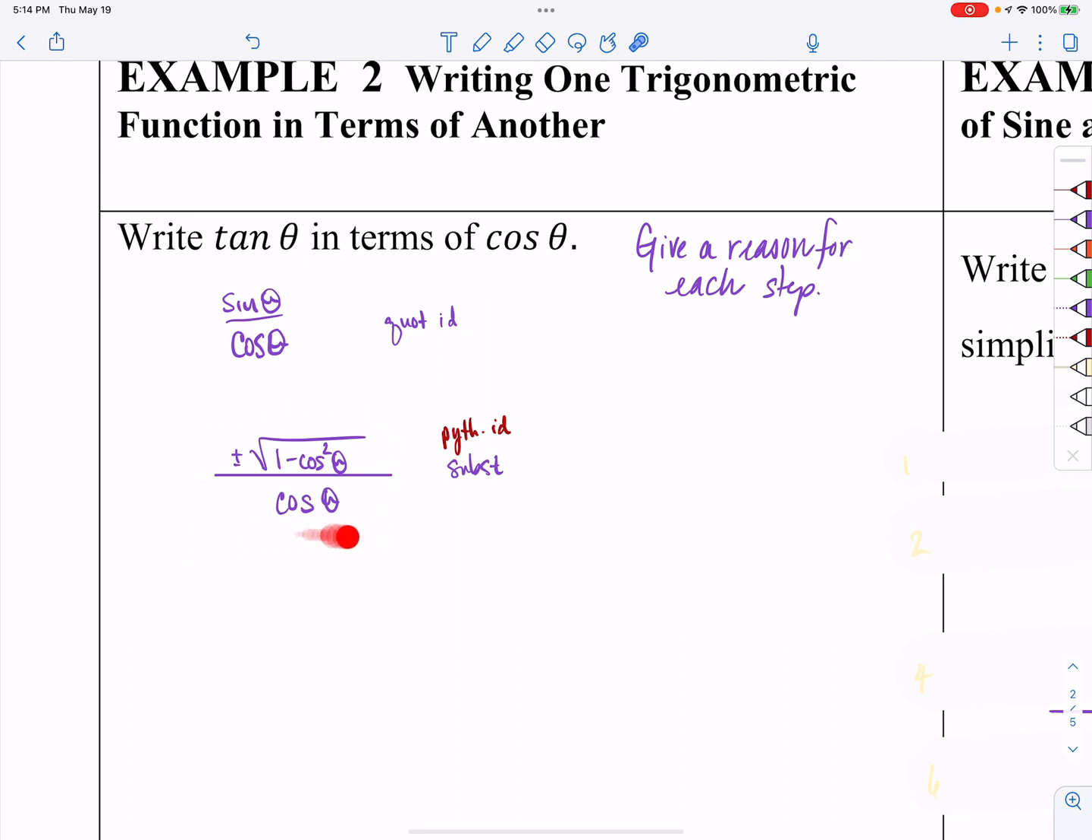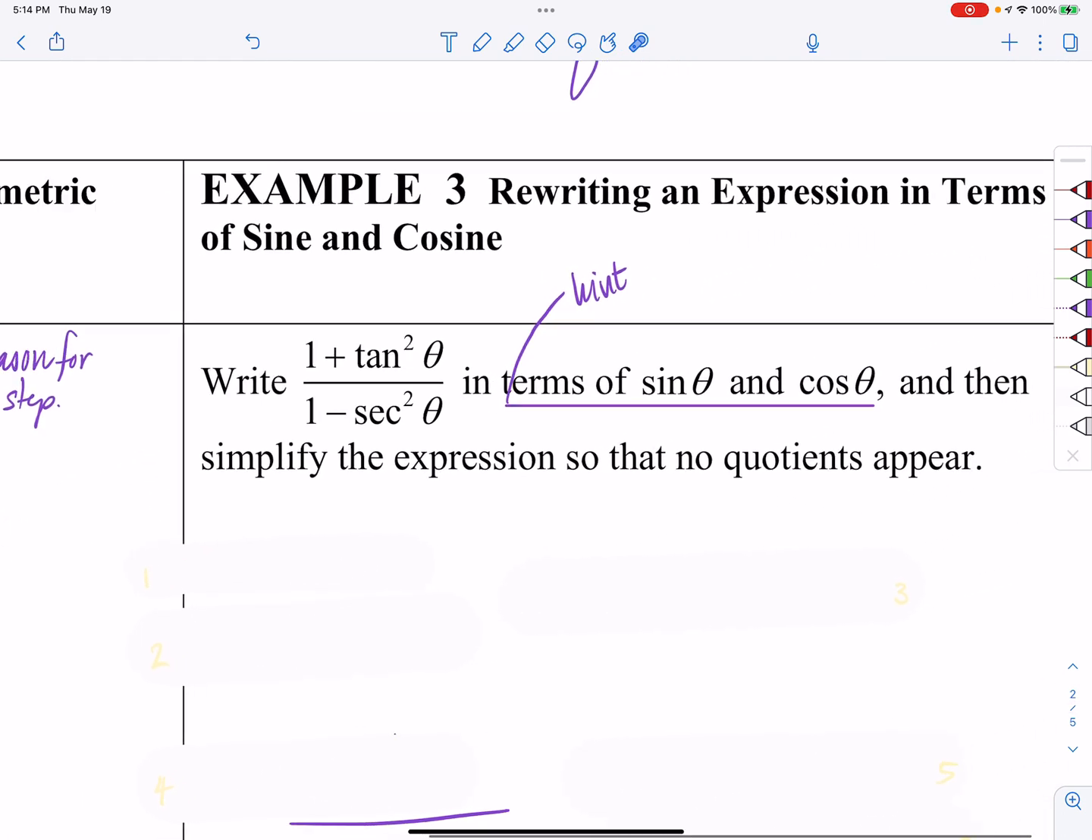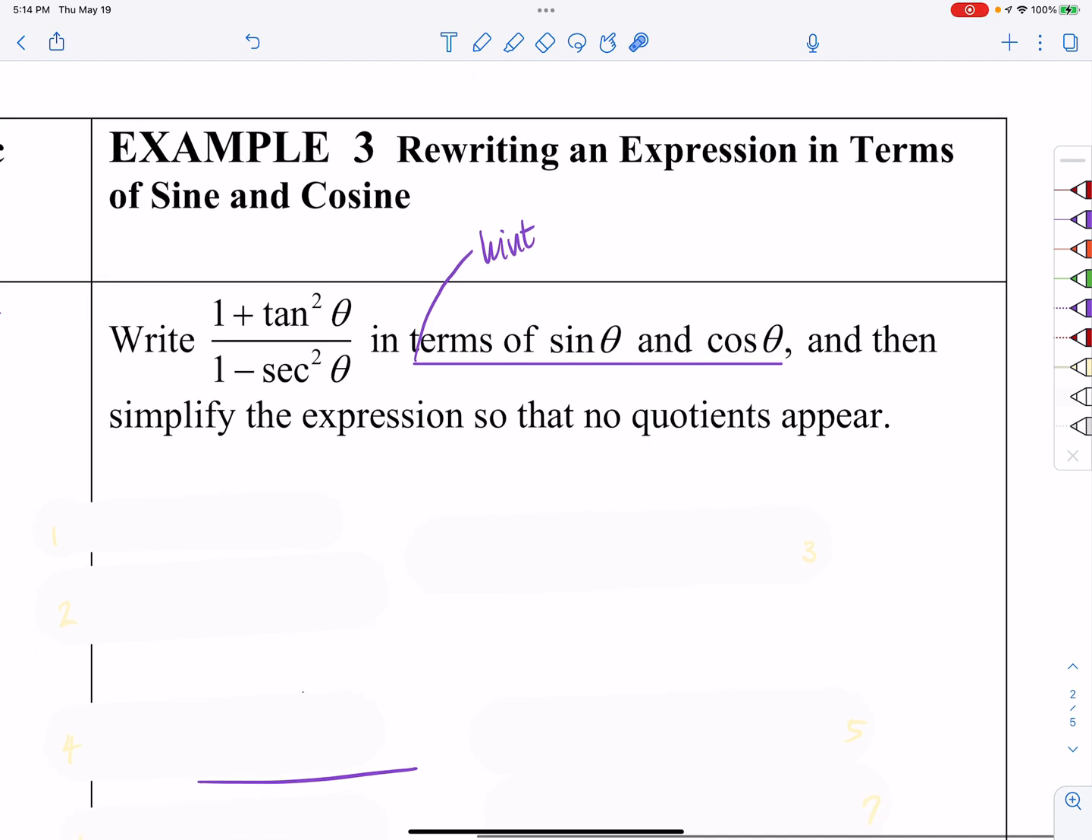All right, so at this point, notice that I have taken tangent and rewritten it, and the only trig function that I'm using now is cosine. So I've written my tangent in terms of cosine. All right, let's go to example number 3.